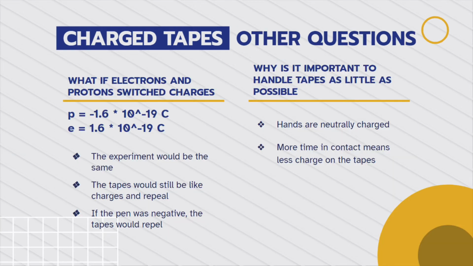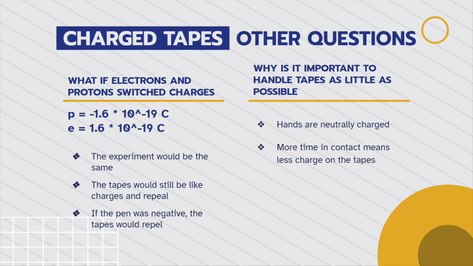Some other thoughts. If the electrons and protons suddenly switched charges, that is, the protons were suddenly negative and the electrons were suddenly positive, the experiment would almost be the exact same. Since the tapes were created in the same way, they would switch from both having a positive charge to both having a negative charge, and they would still repel each other since they would still be the same.